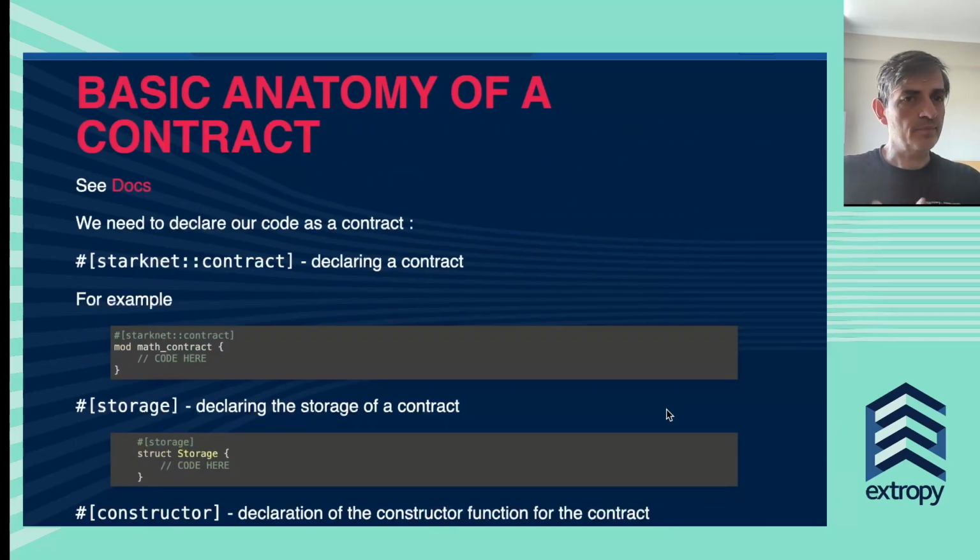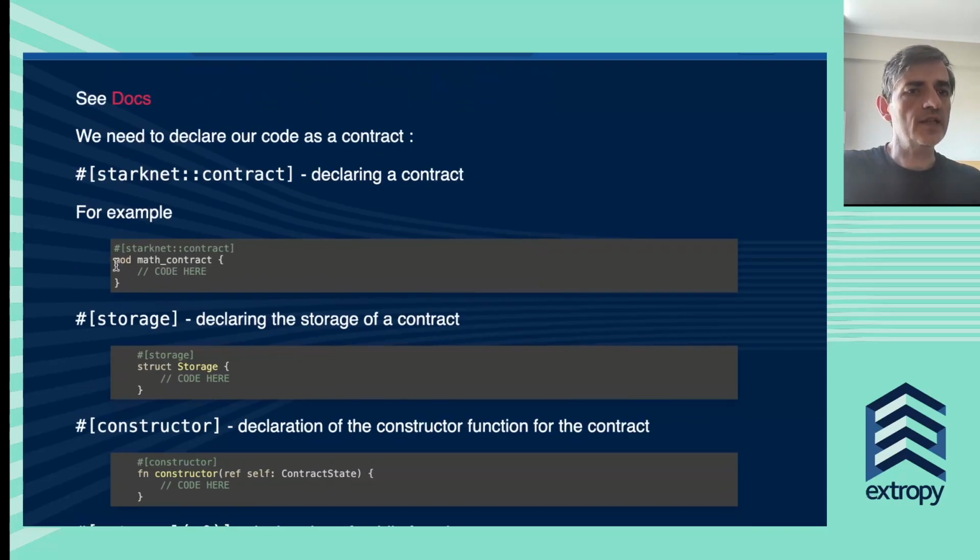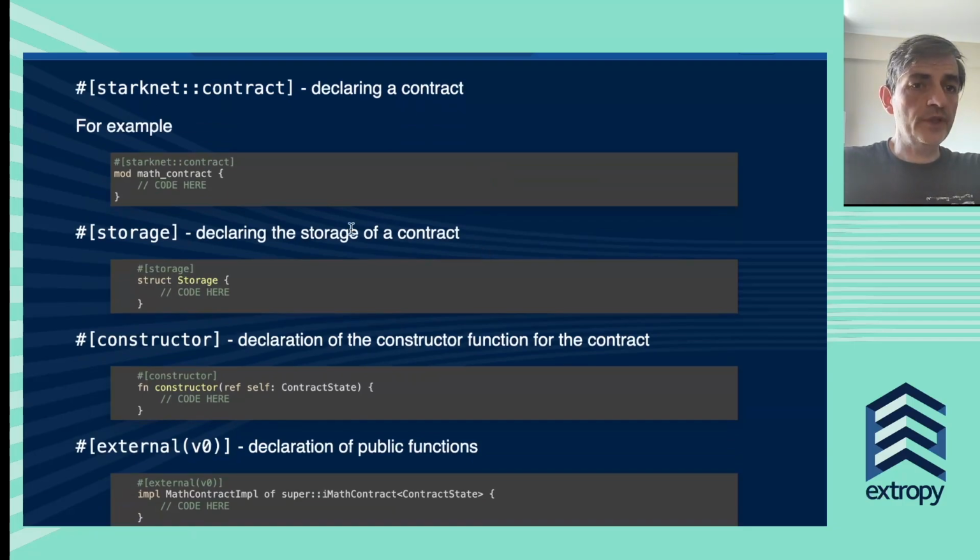So what's the basic anatomy that you're going to see in a contract? Well, as I say, we need to have the Starknet contract attribute there to tell the compiler that we are declaring this code to be a contract. So you could see something like this. The module here is where we will have our code for our contract, and we have our contract name there. Where we want to use storage, we use the storage attribute. So you can see we have a struct for that called storage, and then we give that the storage attribute to show that that is storage.